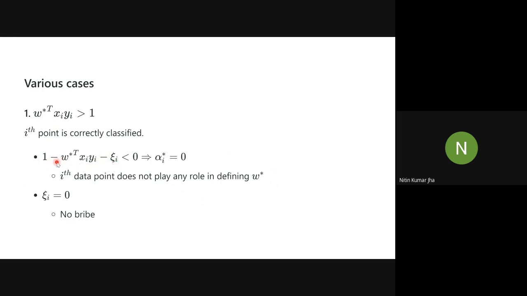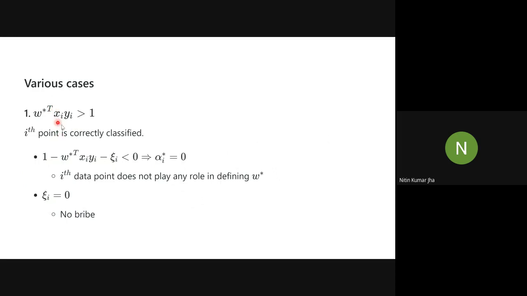If this term is strictly negative, then from the first complementary slackness condition we can say that alpha_i has to be 0, because this cannot be 0. It is strictly negative, so alpha star has to be 0. So for any points which are correctly classified by w star, alpha_i is equal to 0. It means that they are not playing any role in defining w star. And if alpha star is equal to 0, then beta_i has to be C, because the sum is always C. So from the second complementary slackness condition, xi_i has to be 0. It means that point is not paying any bribe.